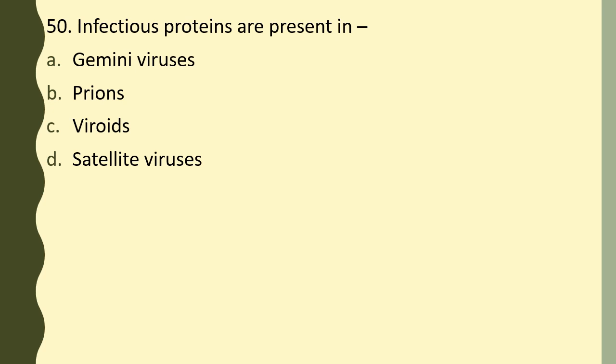Question number 50. Infectious proteins are present in Gemini virus, prions, viroids, satellite virus. Correct answer is option B, that is prions.